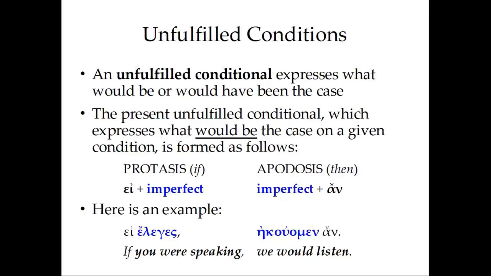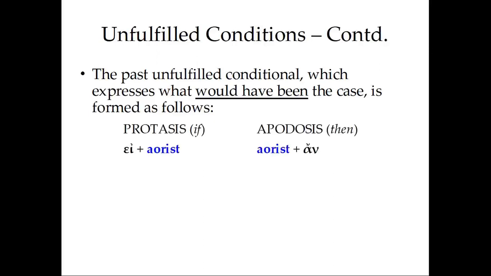Let's look at one more. The past unfulfilled conditional, which expresses what would have been the case if something had been different, is formed as follows. In the protasis, we see ei, just as in the present unfulfilled conditional, except now we see the aorist. And in the apodosis, also aorist plus an. So instead of the imperfect, for the present unfulfilled conditional, what would be the case, we see the aorist for the past unfulfilled conditional, what would have been the case.